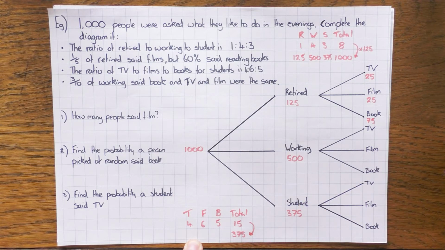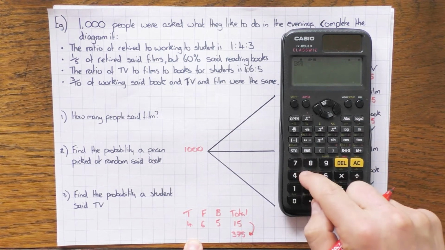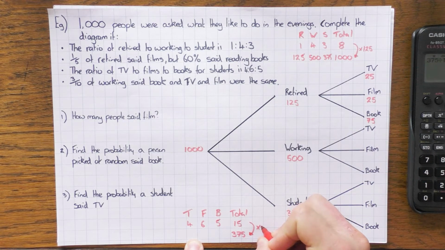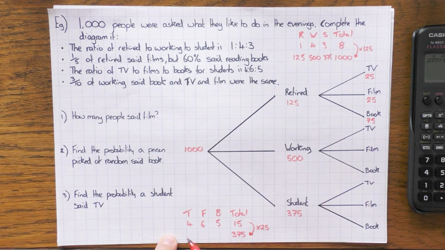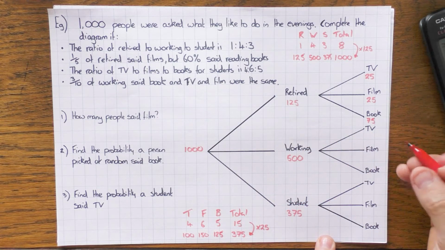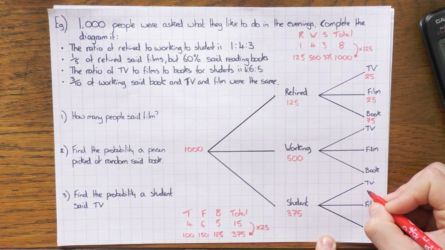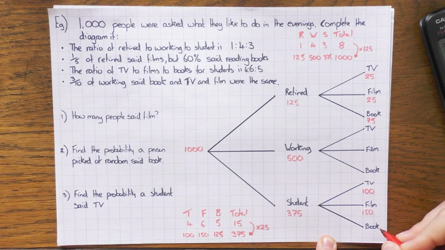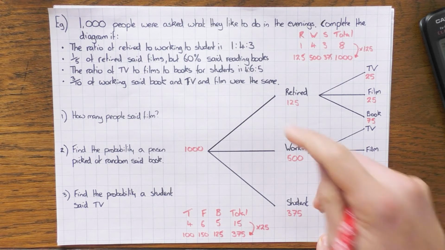So what do I need to times 15 by? Let's just have a quick look. By going backwards, 375 divided by 15 gives me 25. So I just need to times all of these by 25. Well, 4 times 25 is nice, that's 100. 6 times 25 is 150, and then 5 times 25 is 125. And of course you could just check all that adds up to 375, which it does. So let's put that in. So TV for students was 100, film was 150, and books was 125, and we've dealt with that.